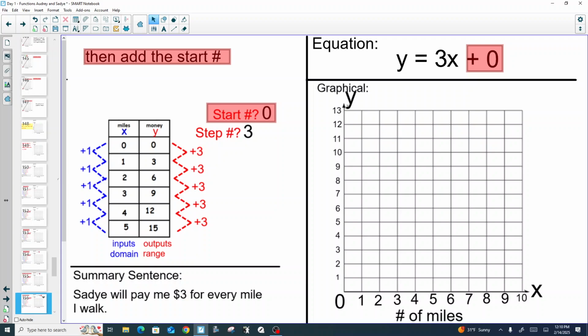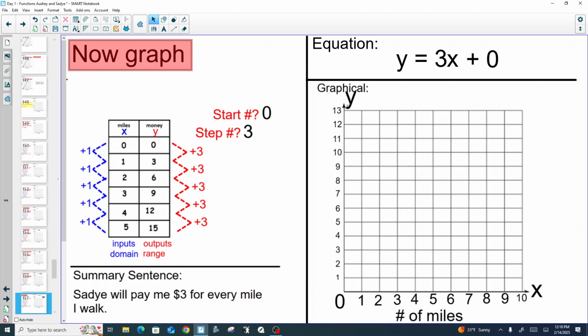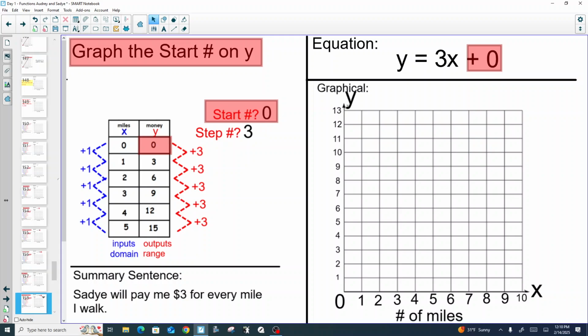That's not too scary. Now, let's go and graph this one, but let's not graph the ordered pairs. You could graph 0, 0, you could graph 1, 3. You can do that. But let's use the start number. Graph the start number on y. Our start number is 0, so you go to your y-axis and you find 0, and you put a nice point. Boom. Right? What was our step number?